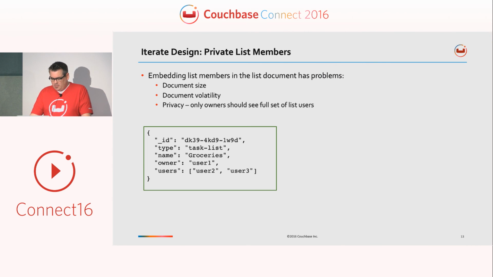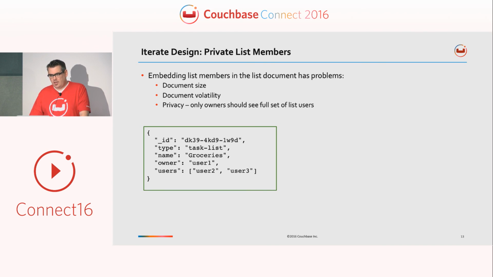And so embedding the list members in the list document, we're already running into problems with that approach. I'll cover 3 problems here that you want to think about. The first would be document size. When I've only got a couple of users in this document, it's not a big deal. The user property is just an array of a couple of entries.